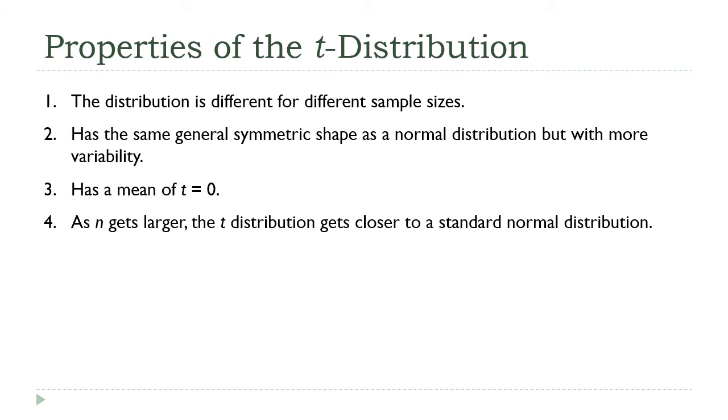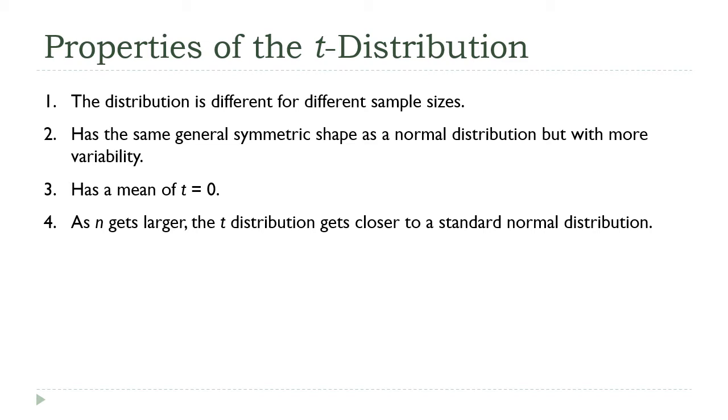So this t distribution, it has some properties, right? And this first one is, in a lot of ways, the most important. The distribution is different for different sample sizes, right? This was the concession to making this work for small sample sizes, right? You had to tinker with the results based on the exact size of the sample that you're working with. It has the same general shape as a normal distribution. It has that same bell shape, although with some more variability. Standard deviation tends to be higher. It also has a mean of 0, just like our standard normal distribution did.